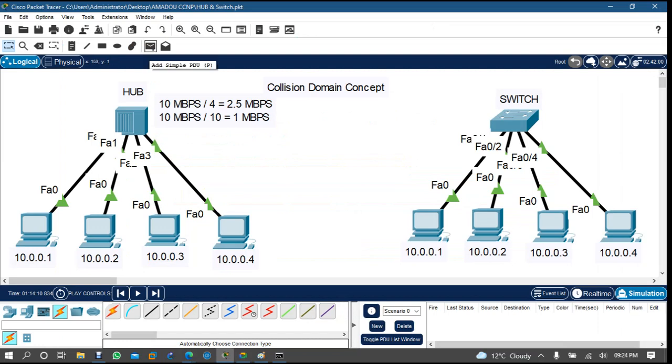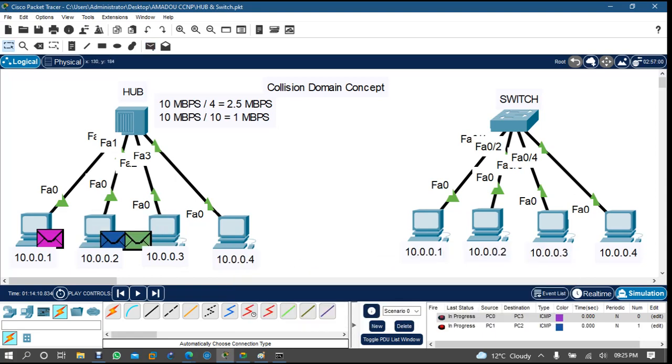Let me run the data again. One data goes from here and another data from here to here. They are communicating separately. Computer A is trying to communicate to computer 4, and computer B is trying to communicate to computer 3. Now if the communication starts, have you seen the data has collided?